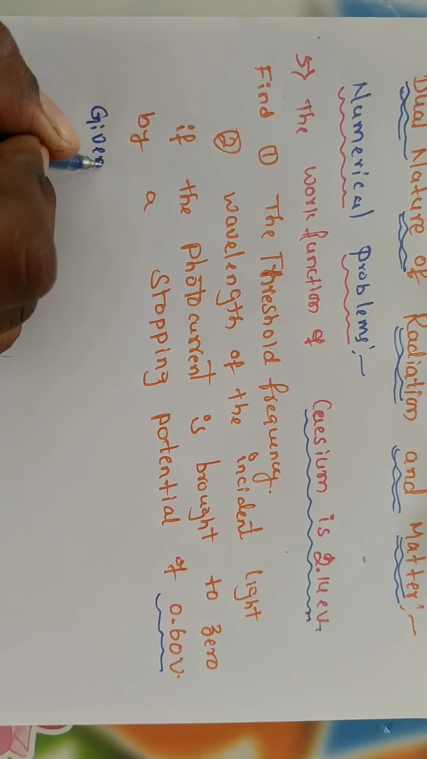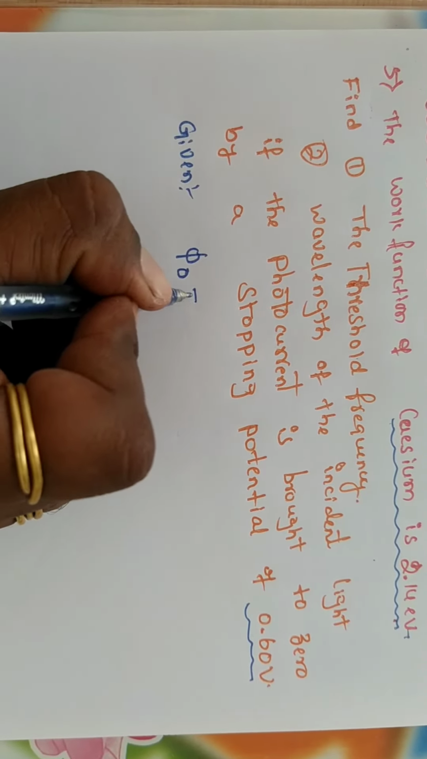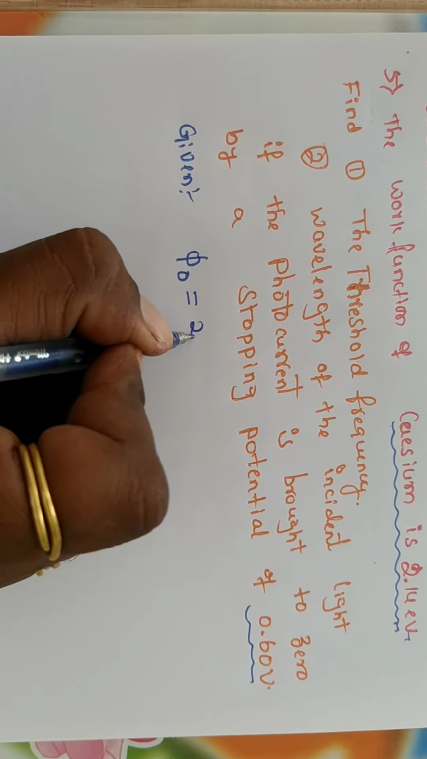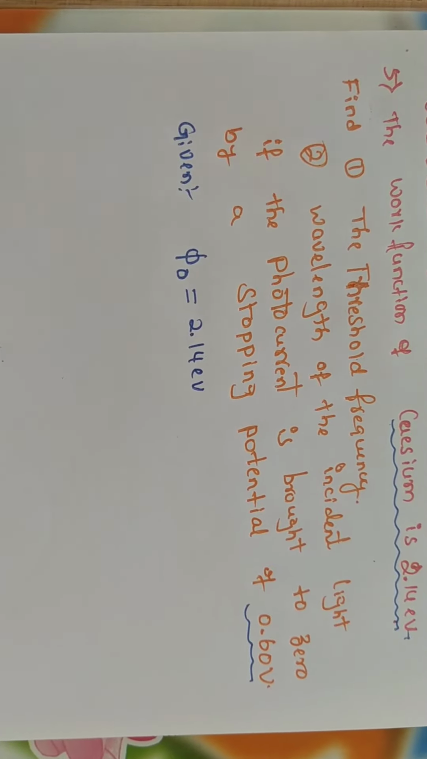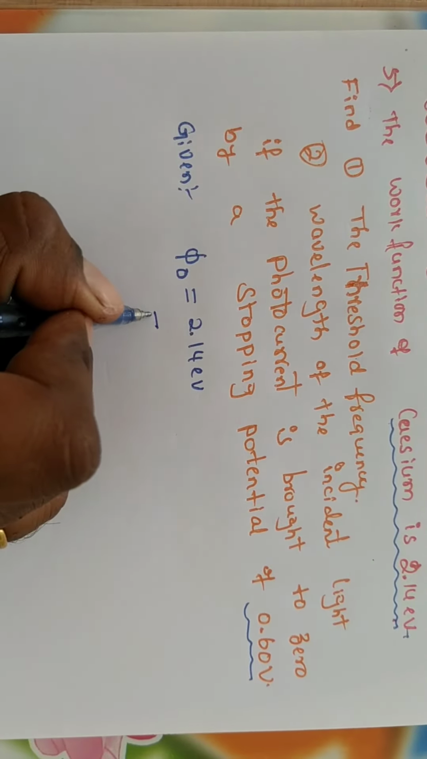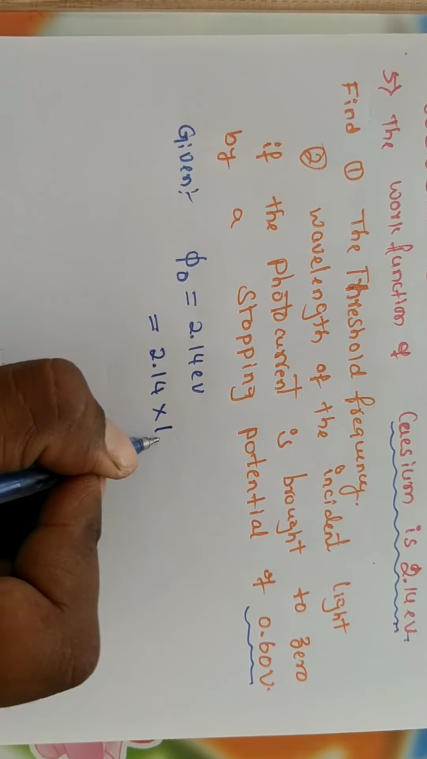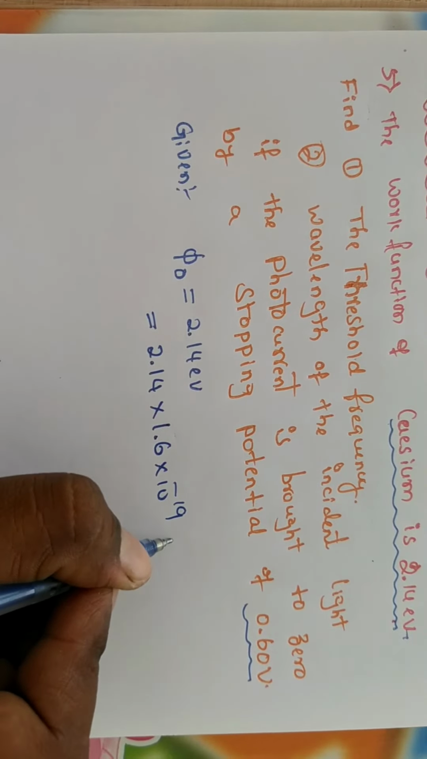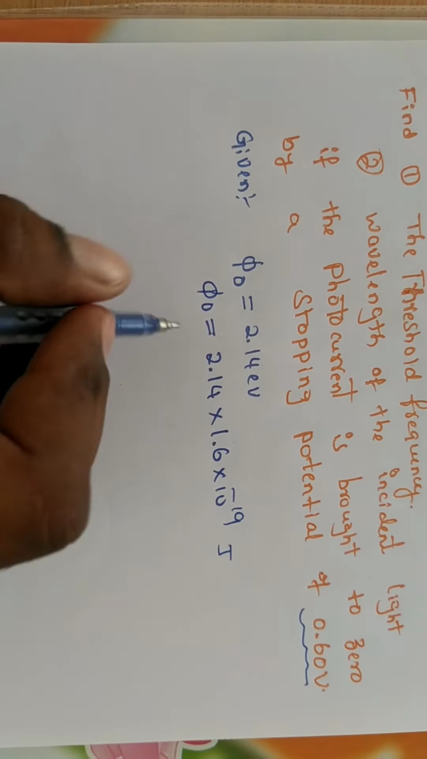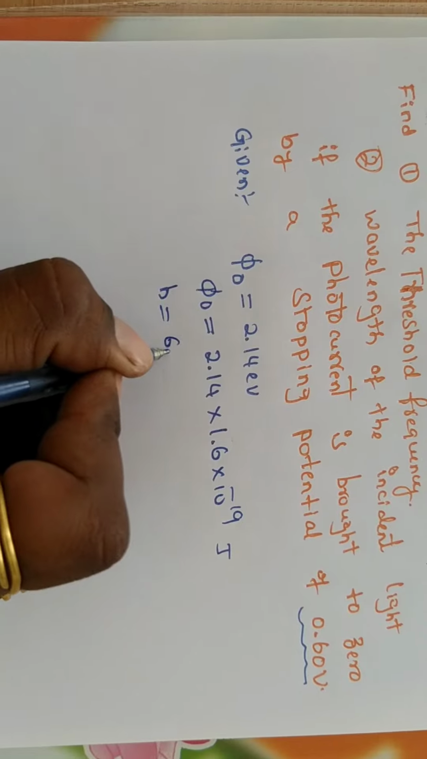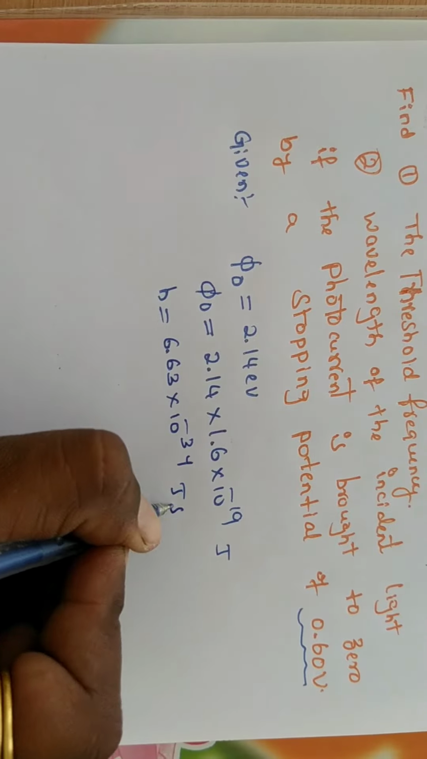Given work function phi naught is equal to how much? 2.14 electron volt ಇದೆ. ವರ್ಕ್ ಫಂಕ್ಷನ್ ಇಷ್ಟು ಕೊಟ್ಟಿದ್ದಾರೆ, ಎಲೆಕ್ಟ್ರಾನ್ ವೋಲ್ಟು. In terms of joule, 2.14 into 1.6 into 10 to the power of minus 19 joule. Then next h value, Planck's constant 6.63 into 10 to the power of minus 34 joule second.